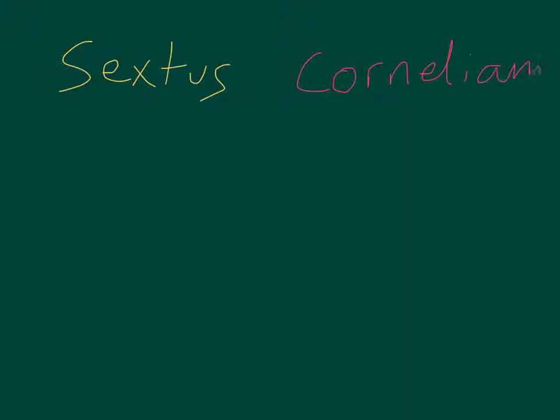So here's one of those. We can have the sentence, Sextus Corneliam vexat. So we have our subject, we have our object, and we have our verb.